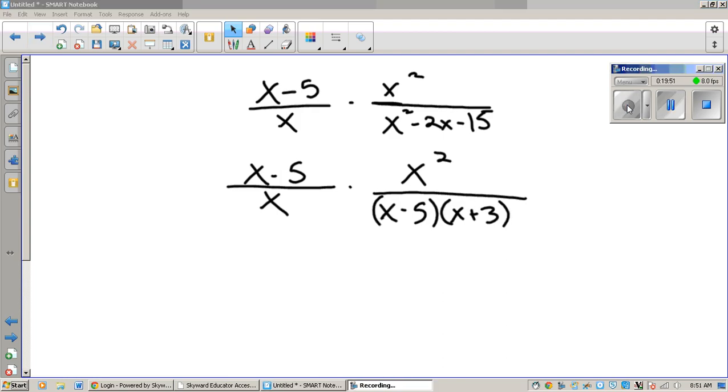So now that we have this, notice after we factored this, we've got an x minus 5 common in both the numerator and the denominator. So I can even take this fraction bar and just extend it across. And I've got this x minus 5 here and this x minus 5 here. So those binomials there cancel each other out. We also have an x and an x squared.